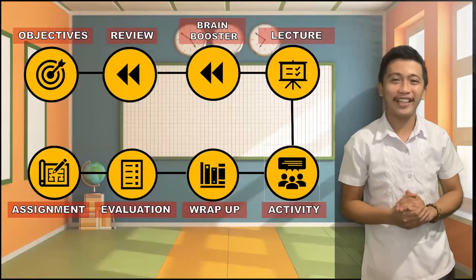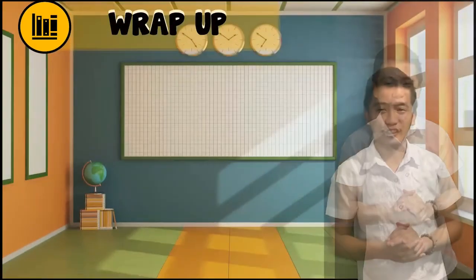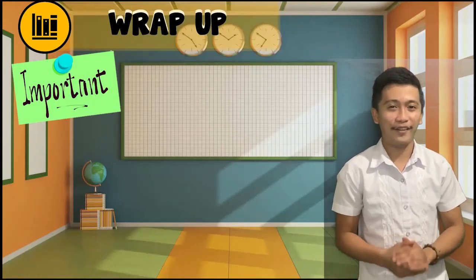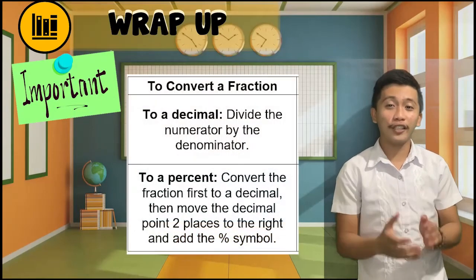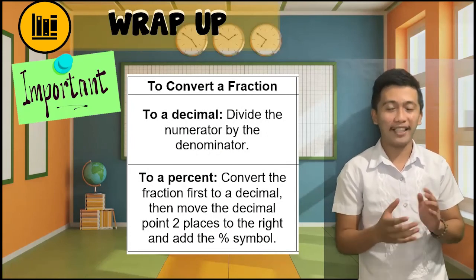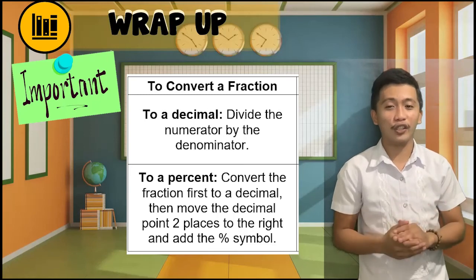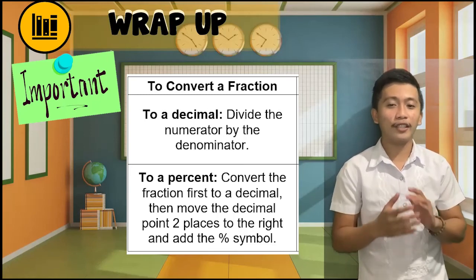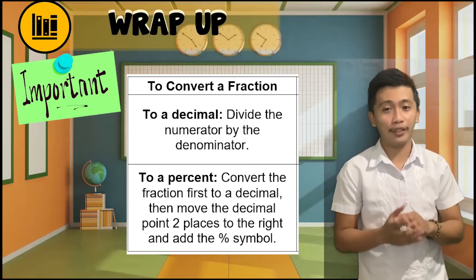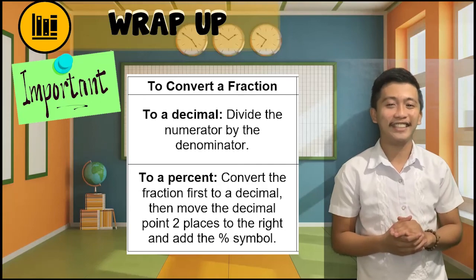Great job, students! Now, let's proceed in wrapping up our discussion for the day. Here are the key points you should remember. First, to convert a fraction to a decimal, divide the numerator by the denominator. Second, to convert a fraction to a percent, convert the fraction first to decimal, then move the decimal point 2 places to the right and add the percent sign.